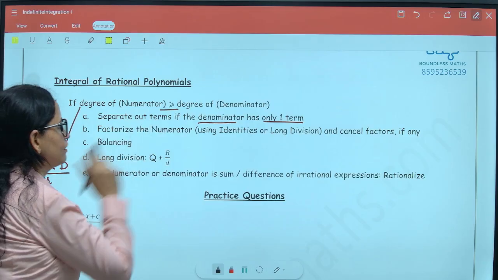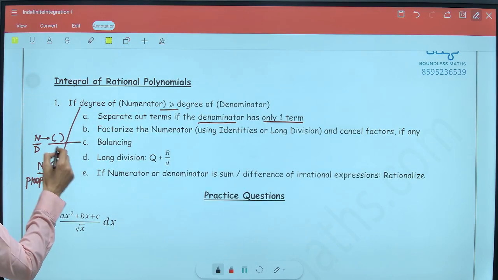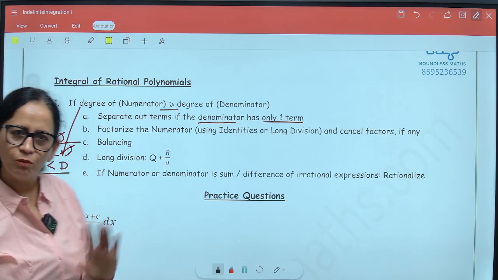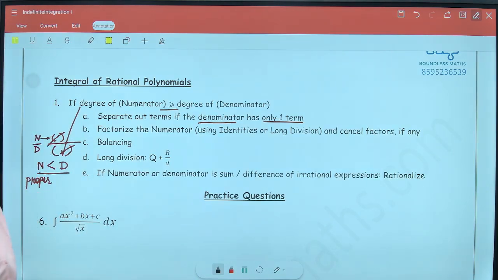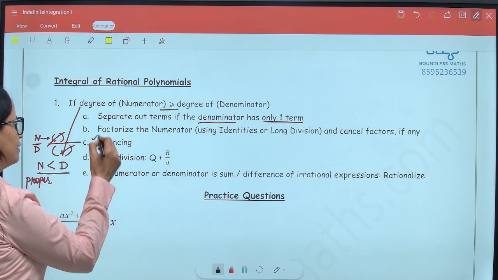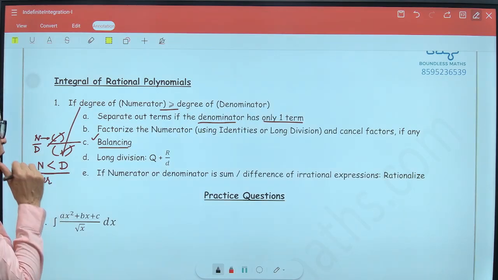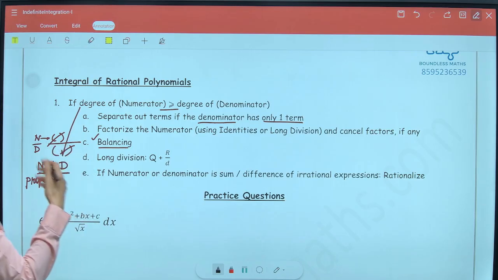Second is you factorize the numerator. Somehow if you can factorize this and the denominator, and you can cancel some of the factors, that will make your work easier. Now suppose this is not factorizable and you are not able to factorize it easily, then there is something called balancing. We'll understand what balancing is when we do a few questions. And the last method that could be used is long division. Basically the way you convert an improper fraction to a proper fraction.